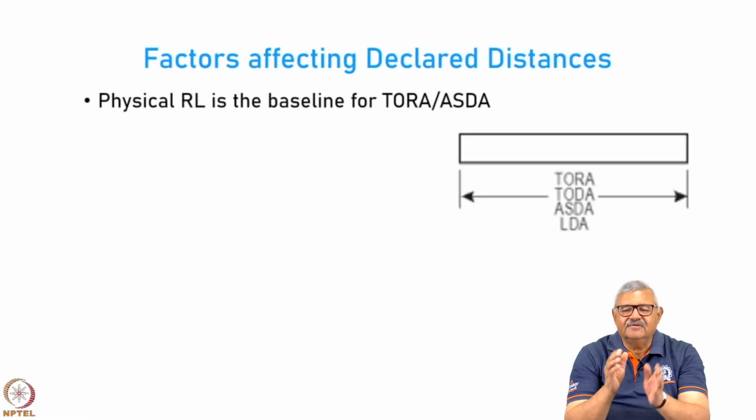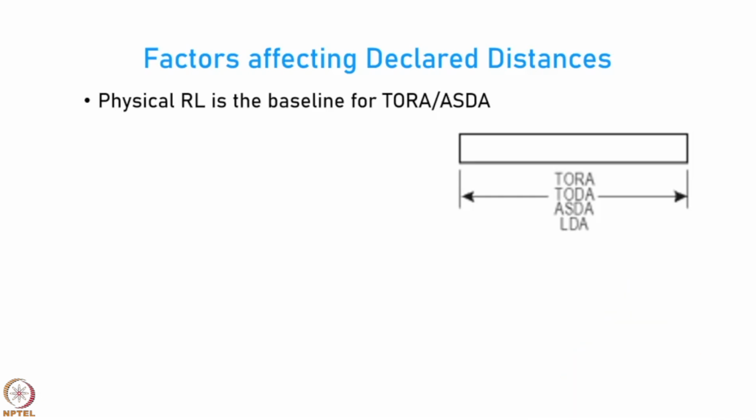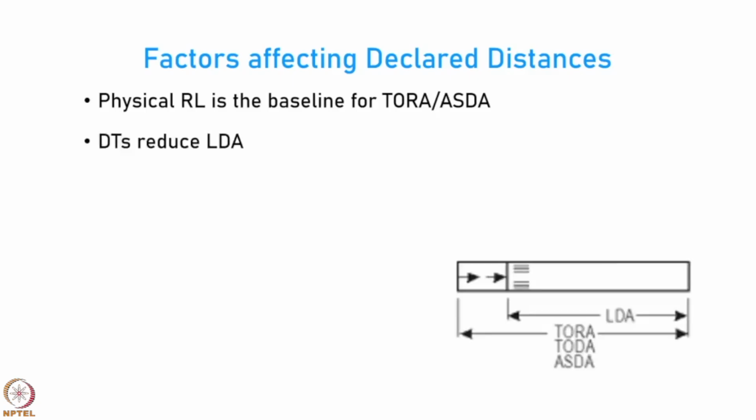First thing is that the physical runway length which is available is the baseline for TORA and ASDA, and if there are no displaced thresholds, no stopway, no clearway, then TORA, TODA, ASDA, LDA are all the same, equal to the runway length. The presence of stopways, clearways and displaced thresholds is going to make changes to these values. For example, as I already mentioned, if any runway end has a displaced threshold, it only reduces the landing distance available from that direction. Similarly, if a stopway is absent, then ASDA equals TORA.